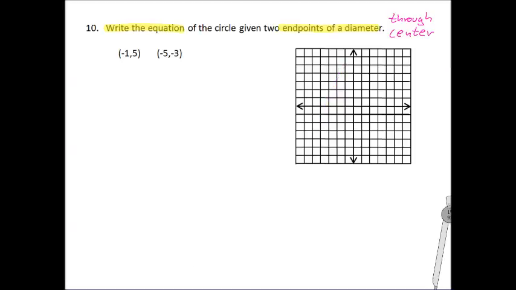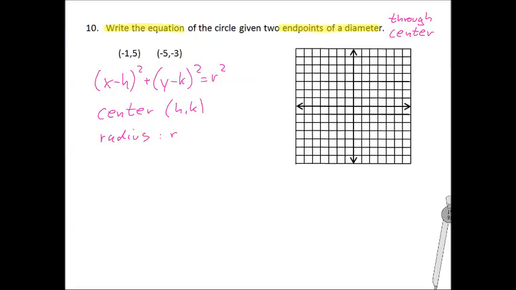So we're supposed to write our equation in standard form. (x minus h) squared plus (y minus k) squared is equal to r squared. We need the center for that with its coordinates h and k, and we need the radius. So let's plot what we have and take it from there.